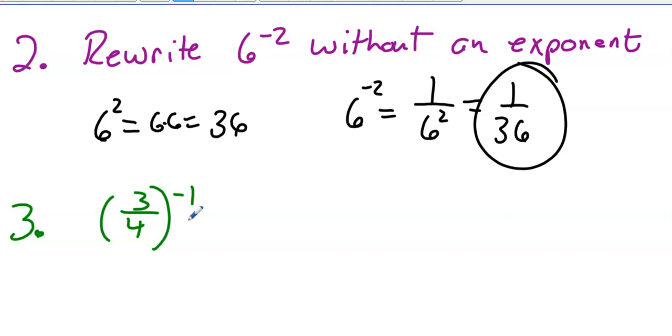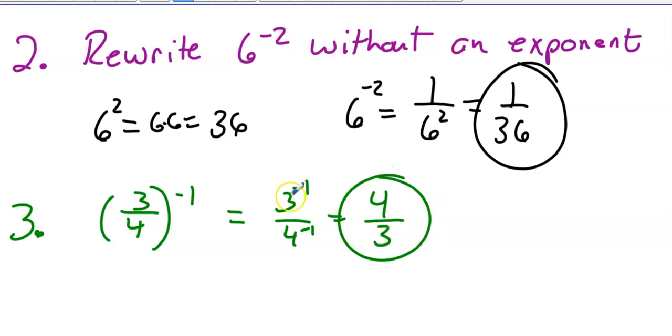Now if it was 3/4 to the first power, you're good, because if it's the first power, it's just a number. The only thing is the negative means that it's upside down. Everything's in the wrong place. So it's 3 to the negative 1 and 4 to the negative 1, which basically means the 4 is going to go up here, and then the 3 is going to go down there.